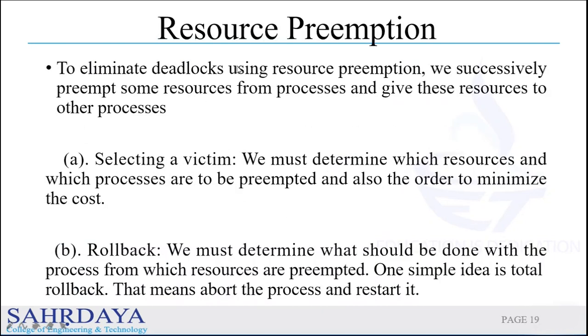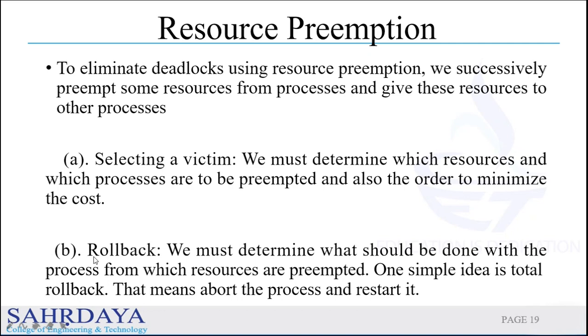Now we discuss resource preemption. To eliminate deadlocks using resource preemption, we successively preempt some resources from processes and give these resources to other processes. The first option is selecting a victim. We must determine which resources and which processes are to be preempted, and also the order, to minimize the cost.